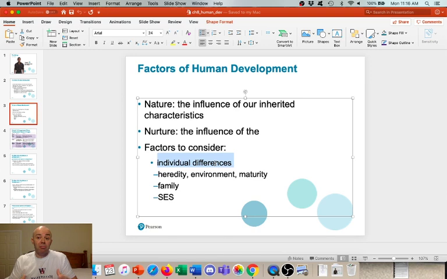Family structure. Not only stability, but support. Maybe that's causing differences in the way people develop. And lastly, a big one, SES, socioeconomic factors, right? We tend to see favorable outcomes of those with a higher socioeconomic status, versus those with lower. I think we're seeing that now with COVID-19, right?